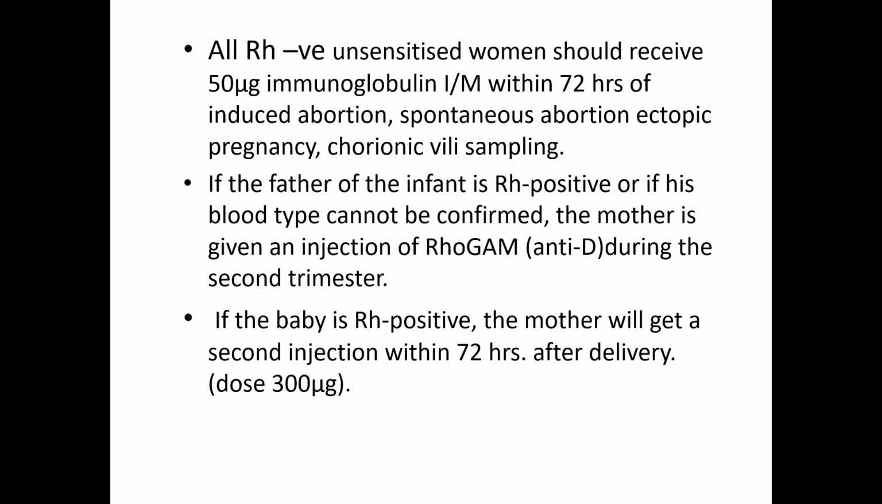This applies to induced abortion, spontaneous abortion, ectopic pregnancy, and chorionic villus sampling. If the father of the infant is Rh positive or his blood type cannot be confirmed, the mother is given an anti-D injection during the second trimester. If the baby is Rh positive, the mother will get a second injection within 72 hours after the delivery.